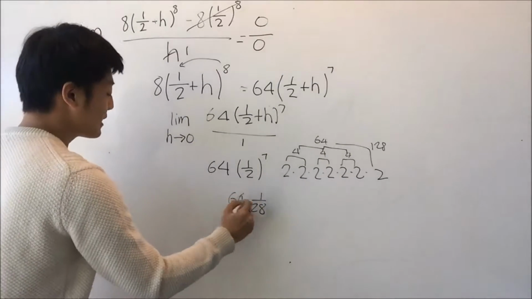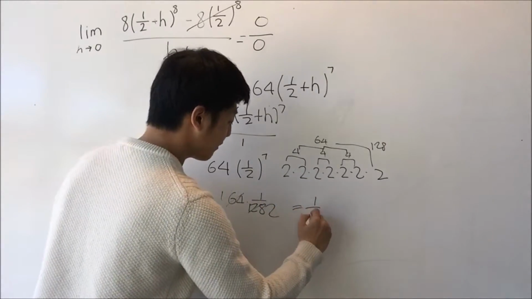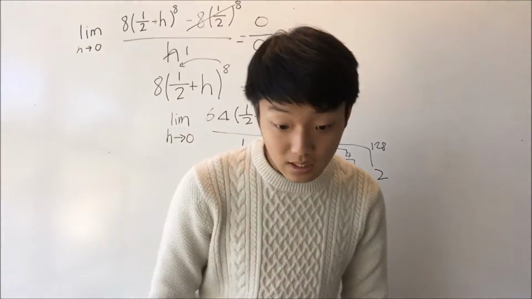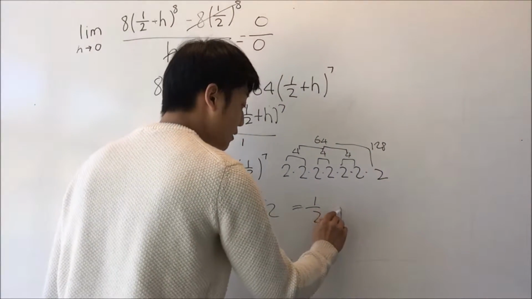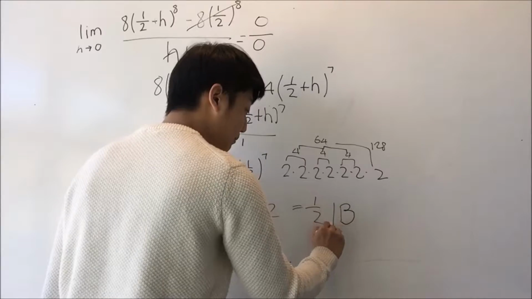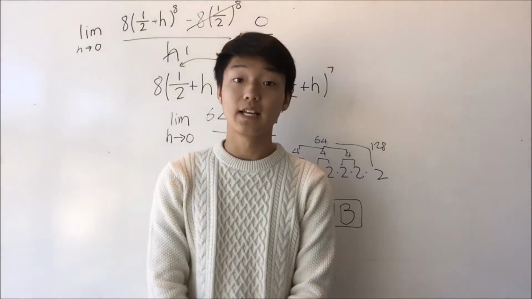Wow, how kind is College Board? We can cross it out and make it 1/2. And let's see. So for number 8, 1/2 is choice B. So the answer is B.